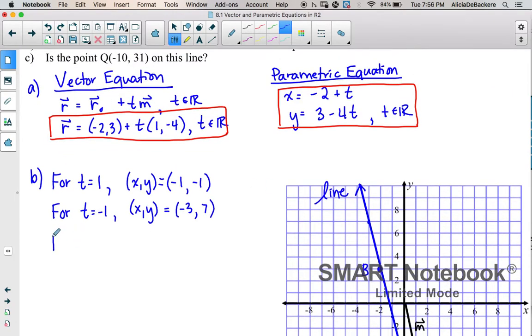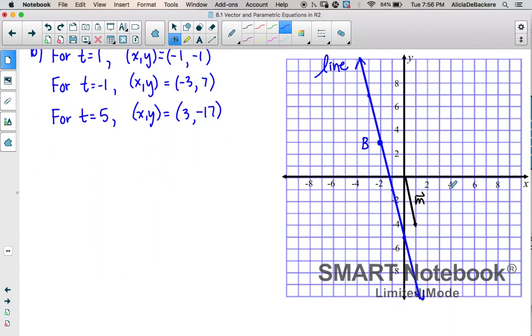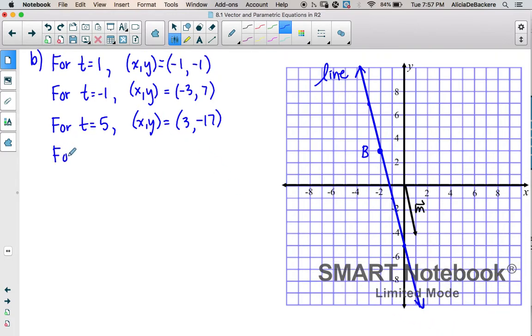And then I'm going to pick 2 more numbers. You can pick different numbers if you like. I'm going to pick t = 5. And again, I'm just plugging in. I'm going to multiply this vector by 5. So I'm going to get -2 + 5. And then I'm going to get 3, and I'm going to get -20, so -17. And so I might just check, does that make sense? If I go over to 3, I'd be way off the graph in the negatives, and yes, it does. And for t equals, and again, you can pick anything you want, maybe like -21, it doesn't matter.